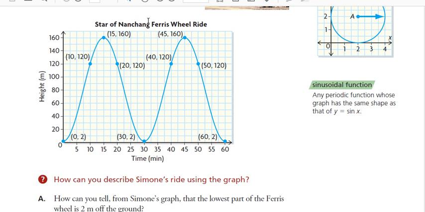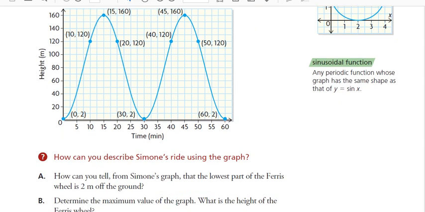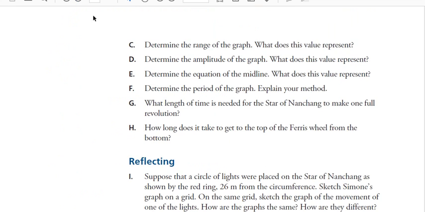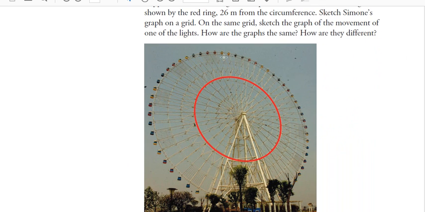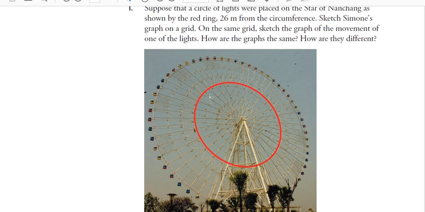The Star of Nanchang Ferris wheel ride. Has anyone been on that Ferris wheel ride? Any hands there? No? Okay. I haven't either, no. But it's a pretty big Ferris wheel, and I think there's a picture on the next page here. This looks like it. Look at that. Those are clouds up there, I think. Anyways, look at those little carriers there, little seats. That is one huge Ferris wheel, okay?